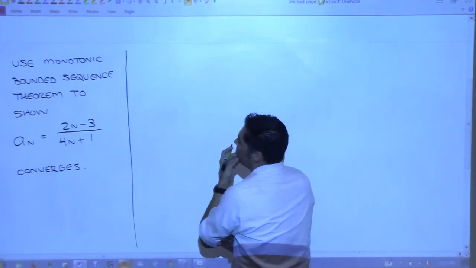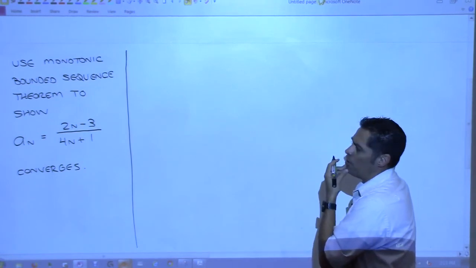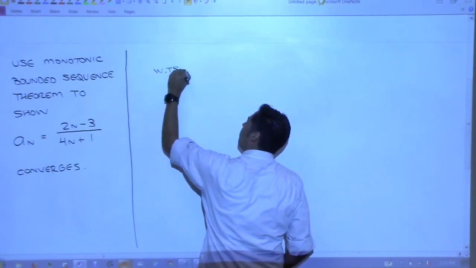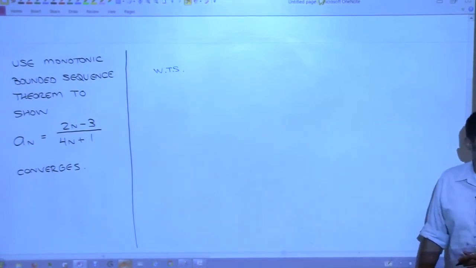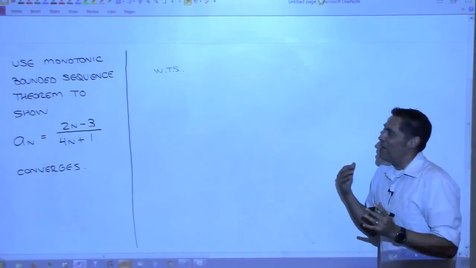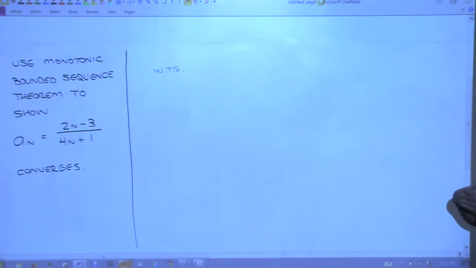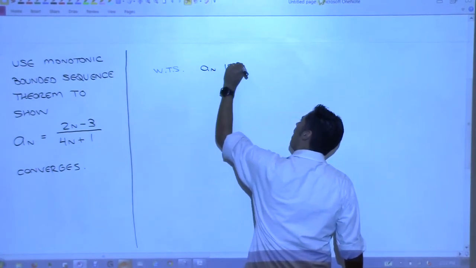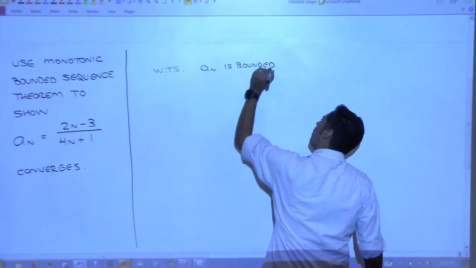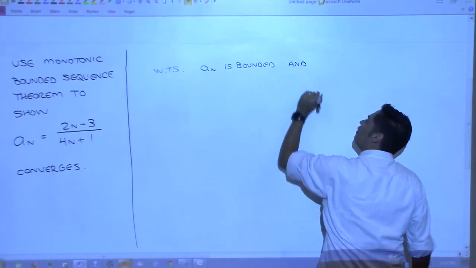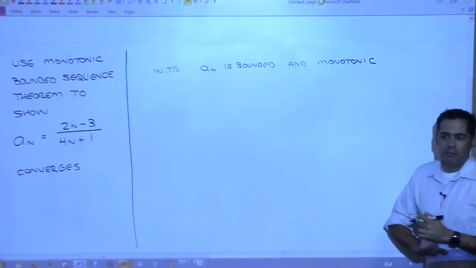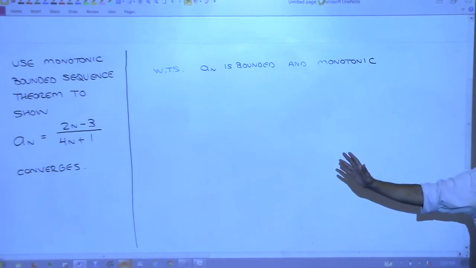All right, so I'm supposed to use the monotonic bounded sequence theorem. So what do I want to show? First I'm going to write WTS, which stands for want to show. Mathematicians use WTS all the time. I want to show that a sub n is bounded, right? And what else? Monotonic. If I show those two things, I'm done, right?